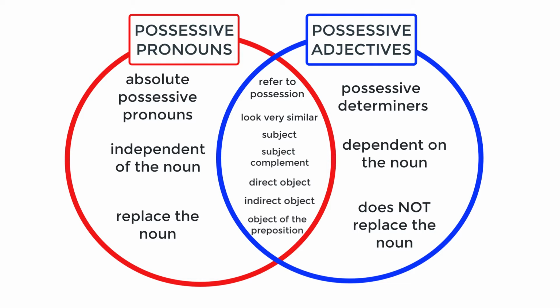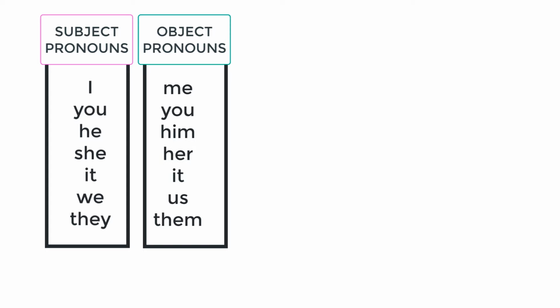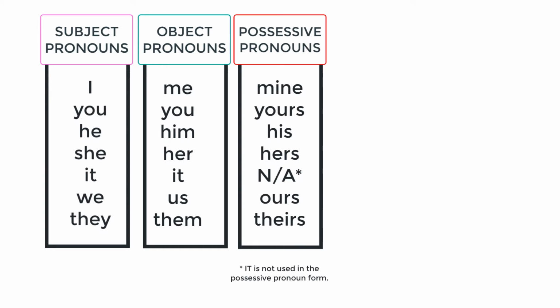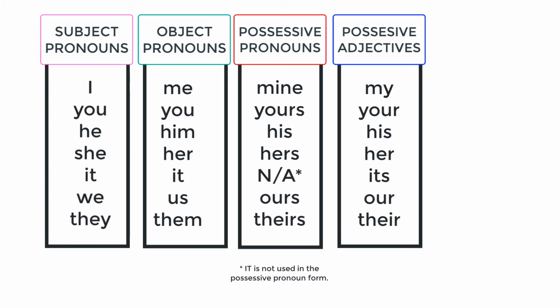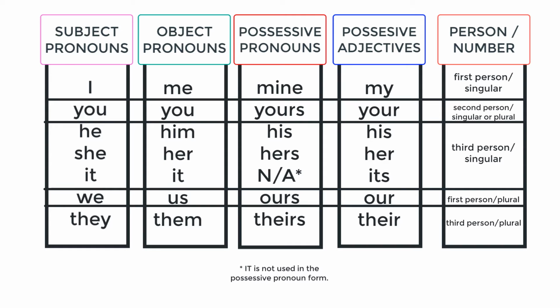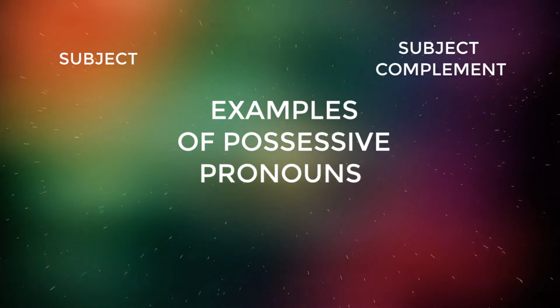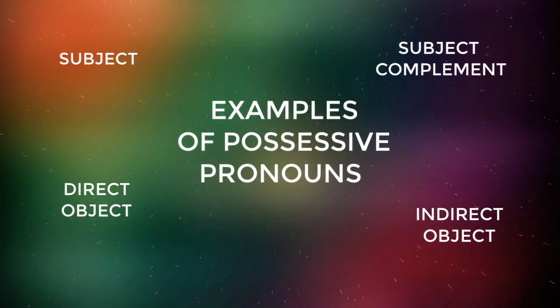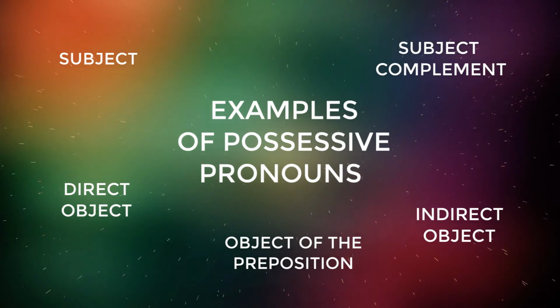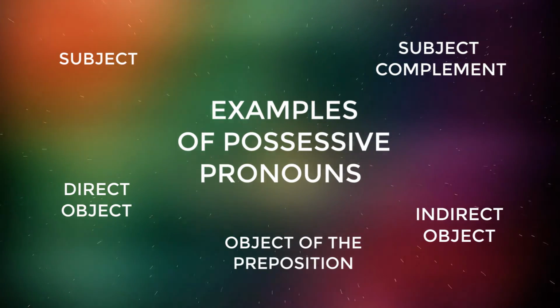Before we go on, let's do a quick review and compare all the pronouns and the possessive adjectives side by side. Let's look at the subject pronouns, the object pronouns, the possessive pronouns, the possessive adjectives, and let's indicate their person and number. Let's look at an example of a possessive pronoun acting as a subject complement, a direct object, an indirect object, and the object of a preposition, also referred to as a prepositional complement.